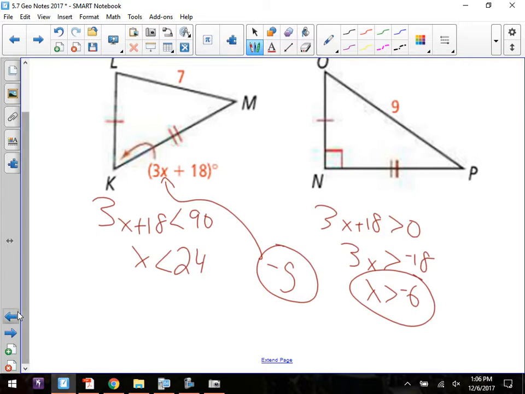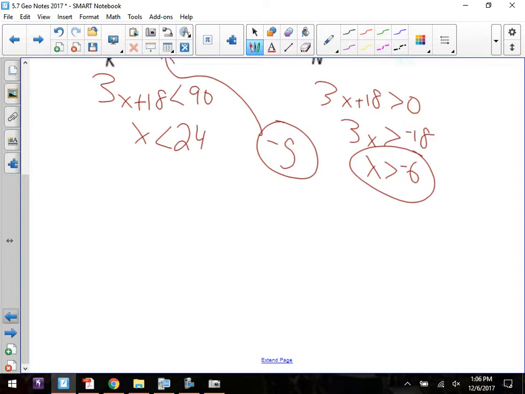So your boundary that you would write out for this one then would be pretty simple. X is bigger than negative 6, but smaller than 24.